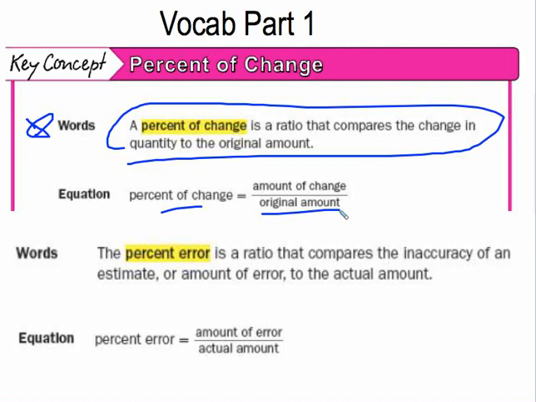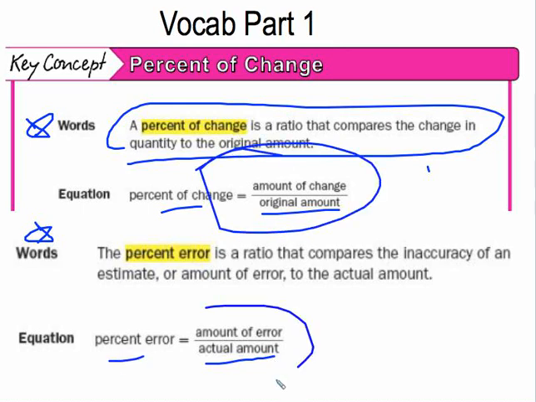A percent error is a ratio that compares the inaccuracy of an estimate, or amount of error, to the actual amount. Again, a percent error is calculated by dividing the amount of error by the actual amount. When we go over this formula more closely, it's going to help us do this calculation as well, as they're both the same type of formula. It's just knowing what values to put where in the formula and why they fit where they fit.